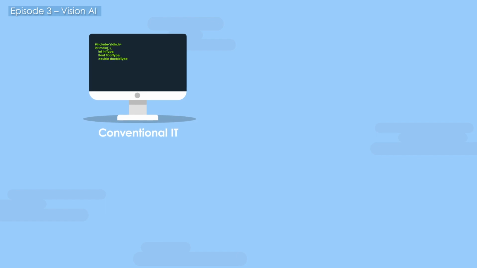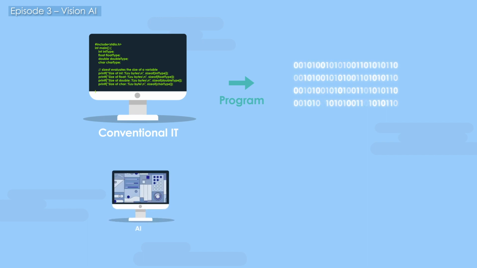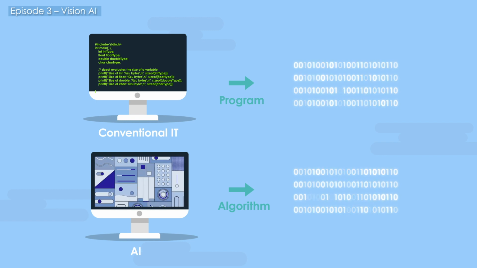So vision AI is not conventional IT. In the past 30 years, the IT industry has been writing a program and then using the program to generate data. But no, AI is using a computer algorithm, and it automatically generates something it thinks it knows.